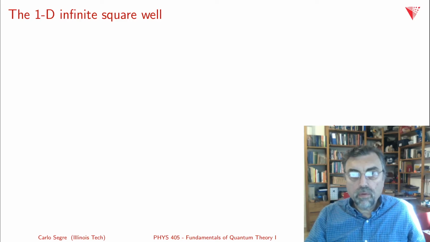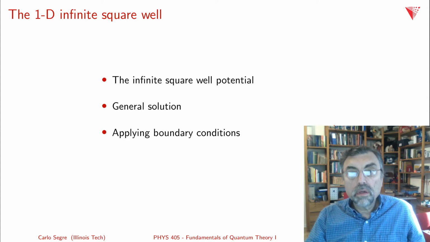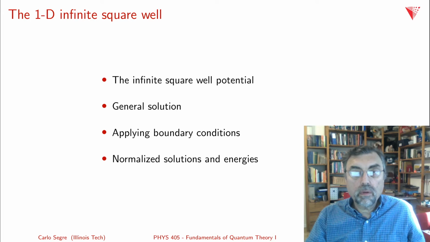In this video, we'll solve our first quantum mechanical problem, the one-dimensional infinite square well. We'll start by defining the potential, getting the general solution, applying the boundary conditions, and finally normalizing the solution and calculating the energies.